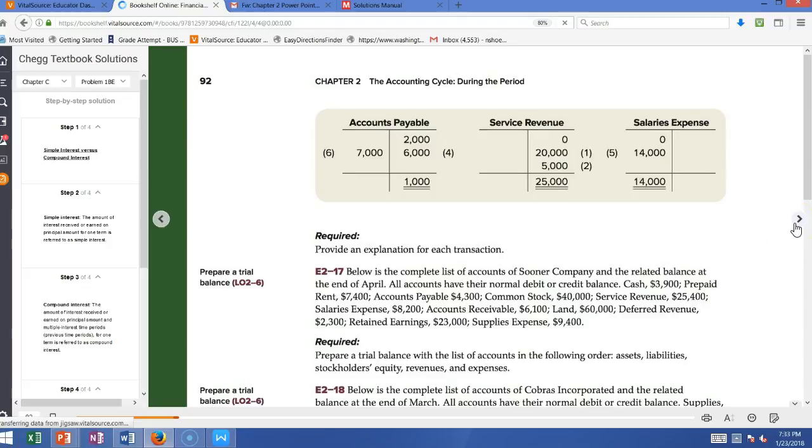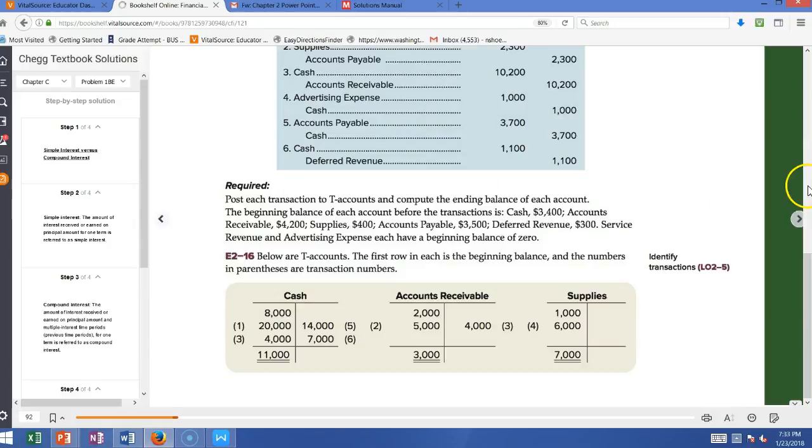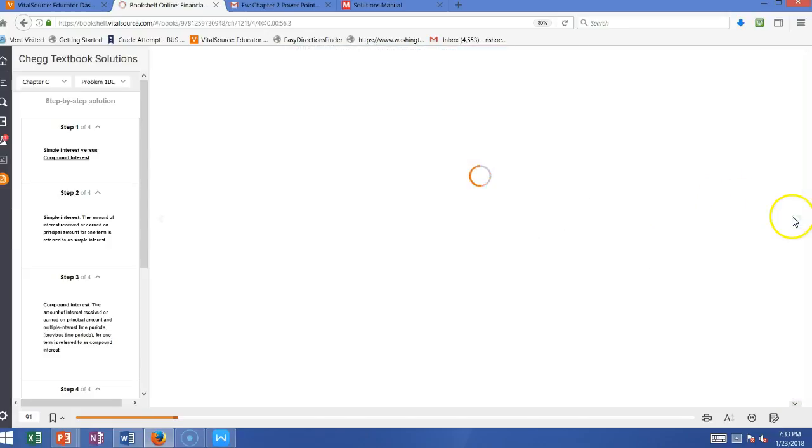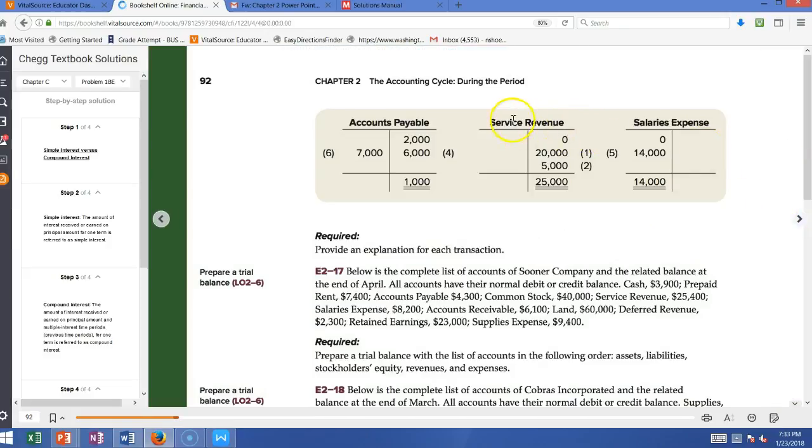Now, this one, we're going to kind of do the opposite. We have some T accounts that have numbers next to various account numbers. So, for example, number 1, do you see a cash? Number 1 has a debit of $20,000. And then if we find the other number 1, do you see service revenue, a credit of $20,000? You see that? We have to provide an explanation for each transaction.